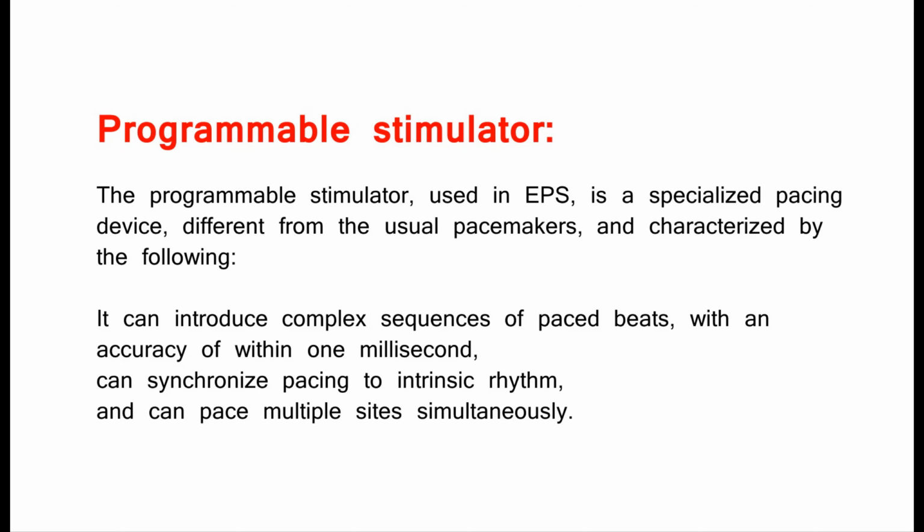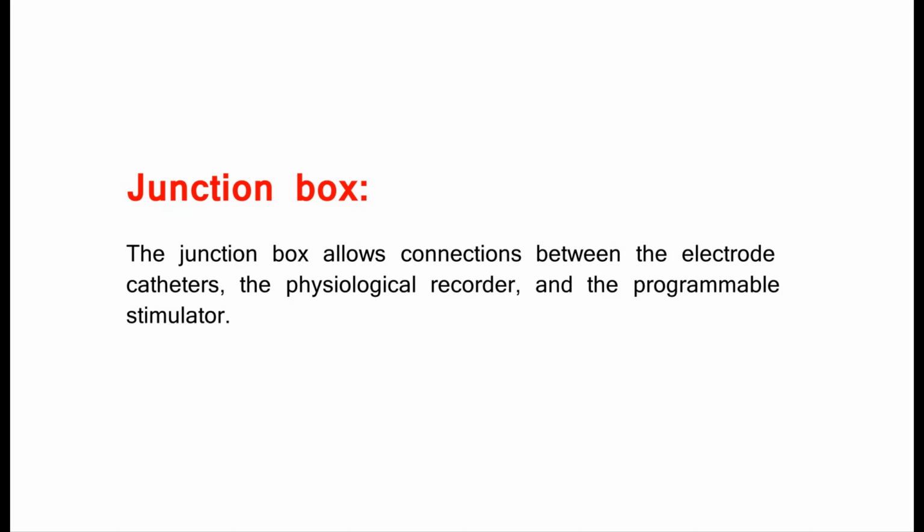Programmable stimulator. The programmable stimulator, used in EPS, is a specialized pacing device, different from the usual pacemakers, and characterized by the following. It can introduce complex sequences of paced beats, with an accuracy of within 1 millisecond. Can synchronize pacing to intrinsic rhythm, and can pace multiple sites simultaneously. Junction box. The junction box allows connections between the electrode catheters, the physiological recorder, and the programmable stimulator.